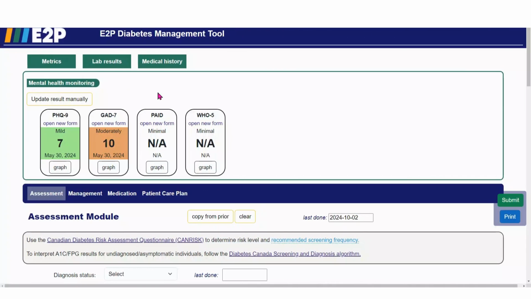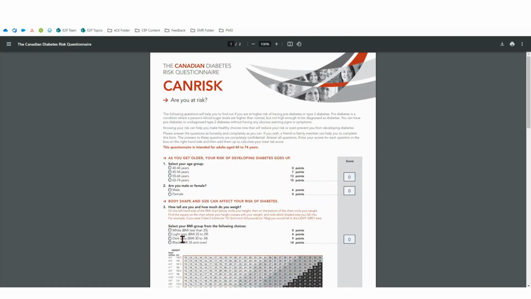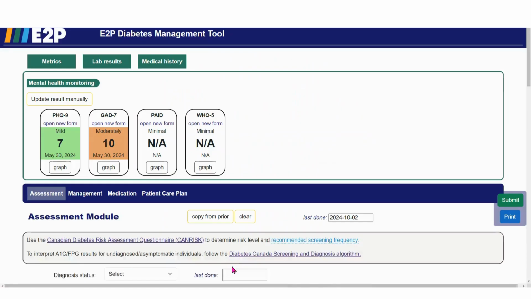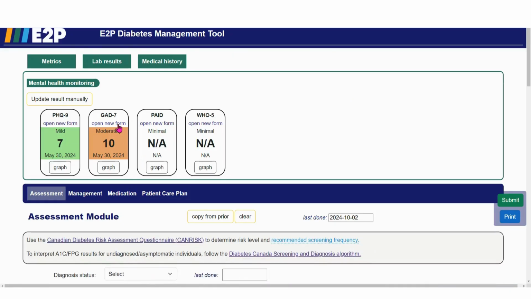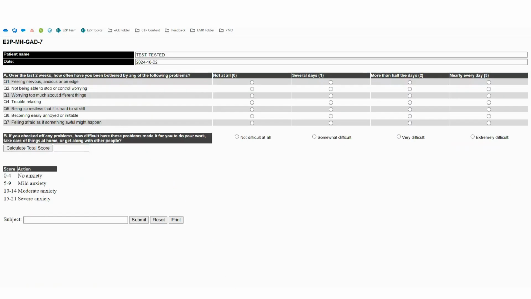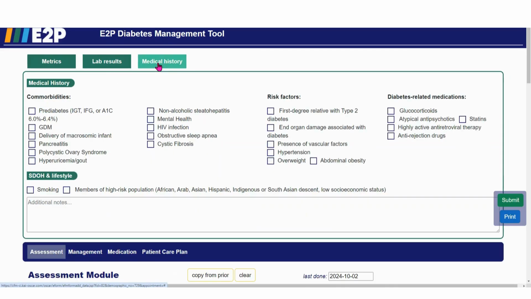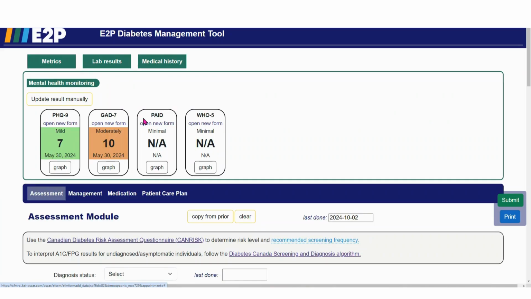The tool supports the identification of the patient's risk level of developing prediabetes or type 2 diabetes by providing access to the CAN Risk questionnaire. The tool also features the PHQ-9, GAD-7, and WHO-5 screeners to support the management of comorbidities. For patients with an established type 2 diabetic diagnosis, the tool will support the ongoing monitoring of the patient's response to treatment related to non-pharm and pharmacological therapies, as well as the PAID screener for users to identify the diabetic problem areas.